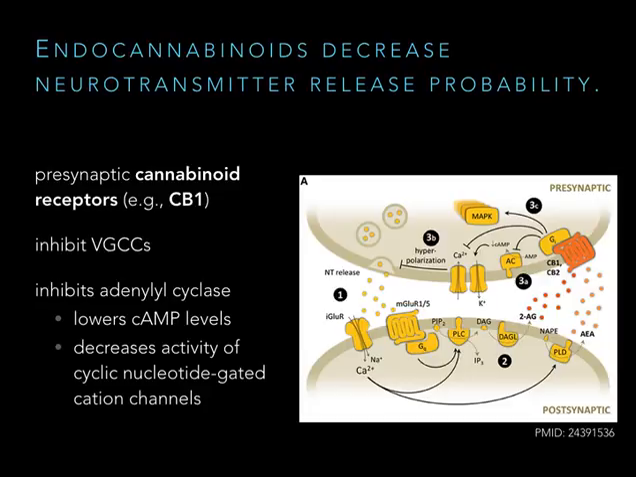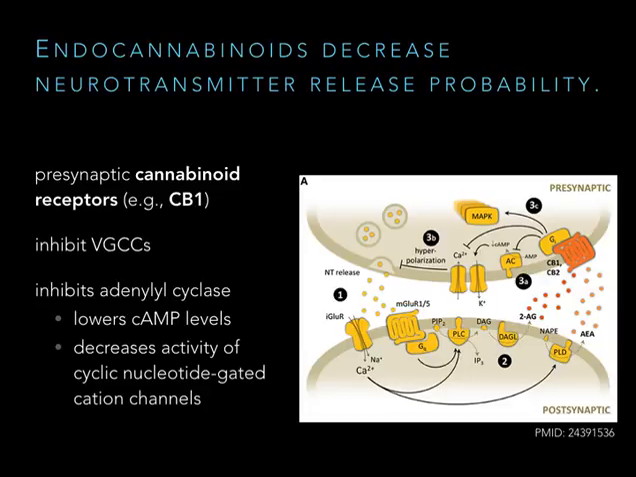CB1 is the most common one. There's also CB2, but these are G protein coupled receptors that then act through a variety of signaling cascades to, in general, inhibit voltage-gated calcium channels. So we don't get as much calcium influx at the presynaptic site. Thus, we're not releasing as much neurotransmitter.